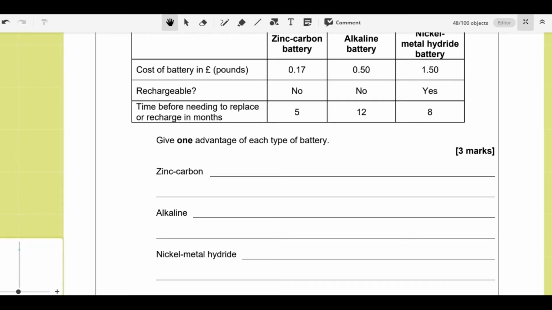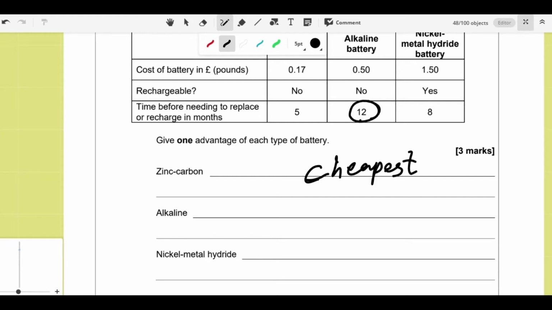In the case of the zinc carbon battery, you have to write the advantage, so that will be cheapest. You can see here the cost of the battery is only 0.17, so it means that it is the cheapest. And in the alkaline battery you can see that it is 12, it means that it is long lasting.